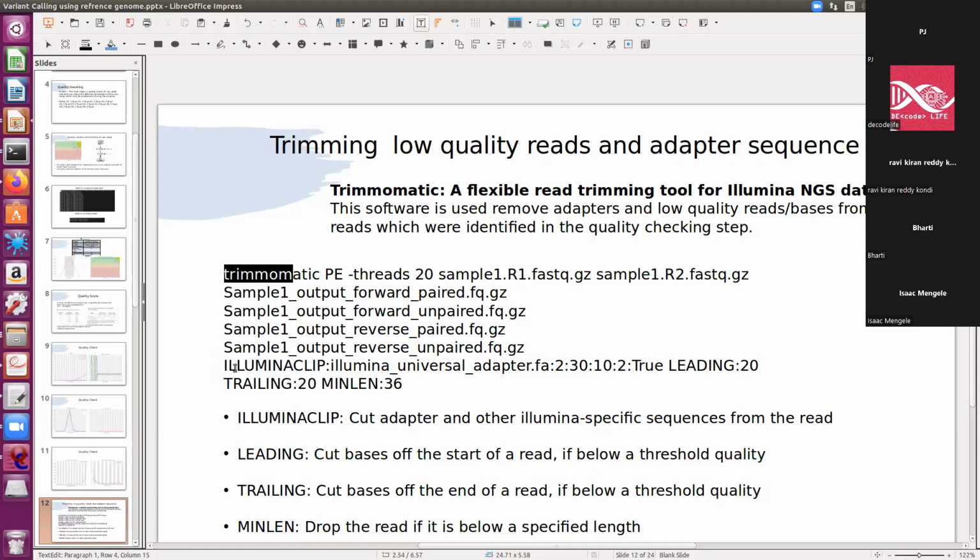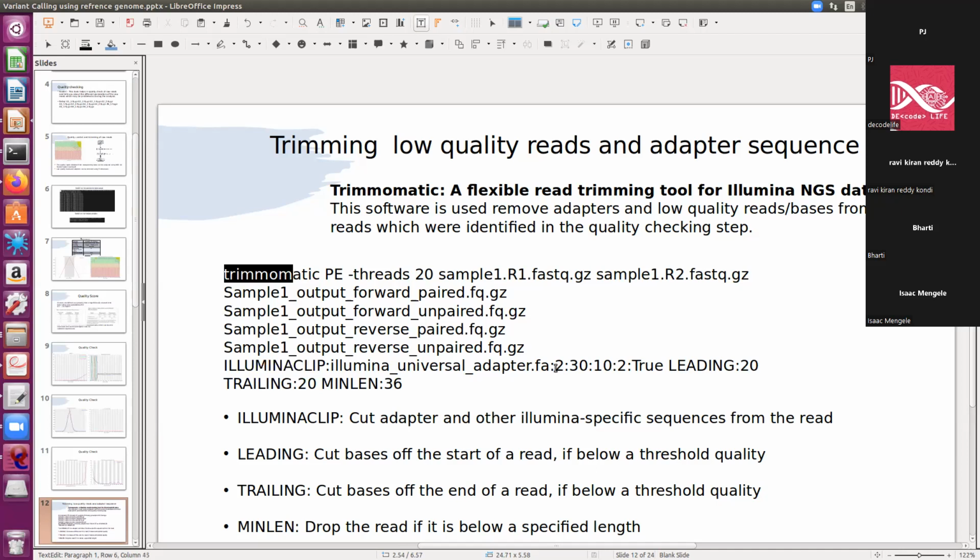Along with it, because we have to do the trimming here, we give as input the file I have sent you in the RAR file today, the Illumina universal adapter file, because we saw that Illumina universal adapter contamination is present. This file is given as input to Trimmomatic to remove all these. So what does the ILLUMINACLIP function do? It cuts the adapter and other Illumina specific sequences from the read.